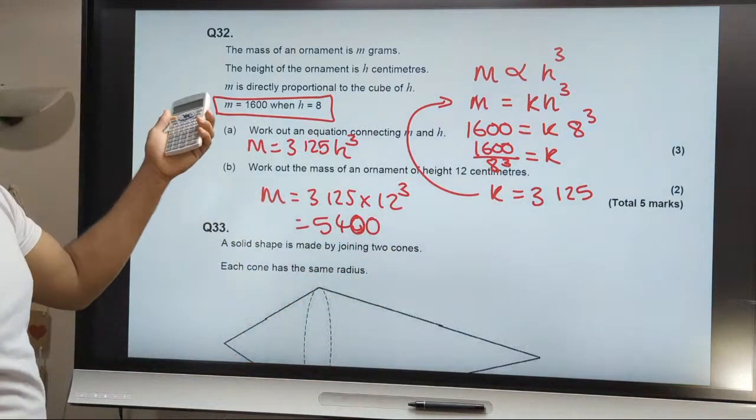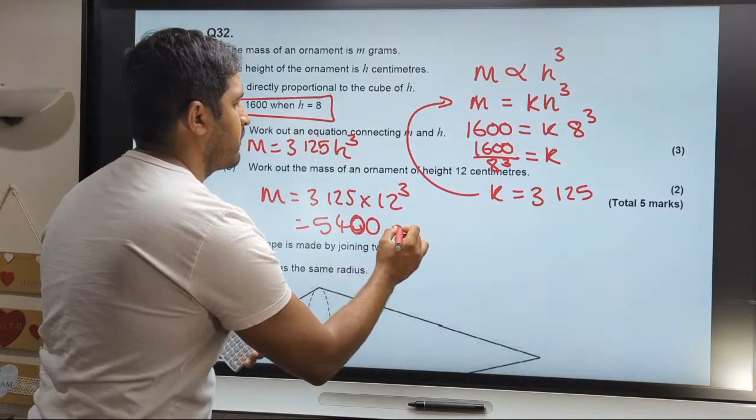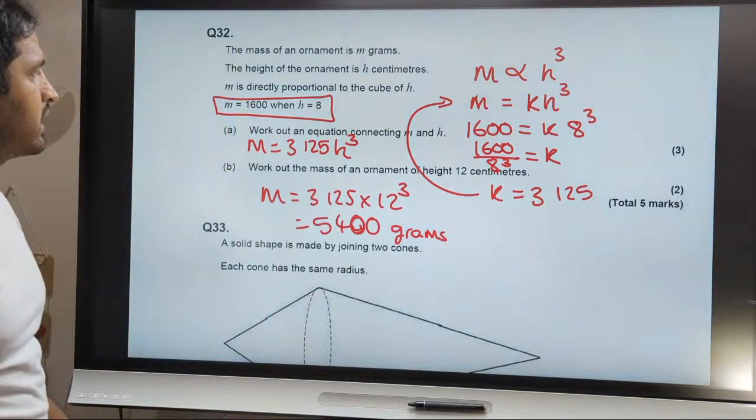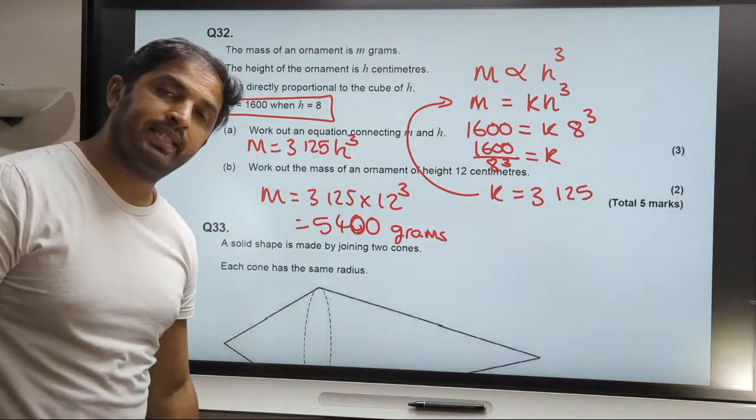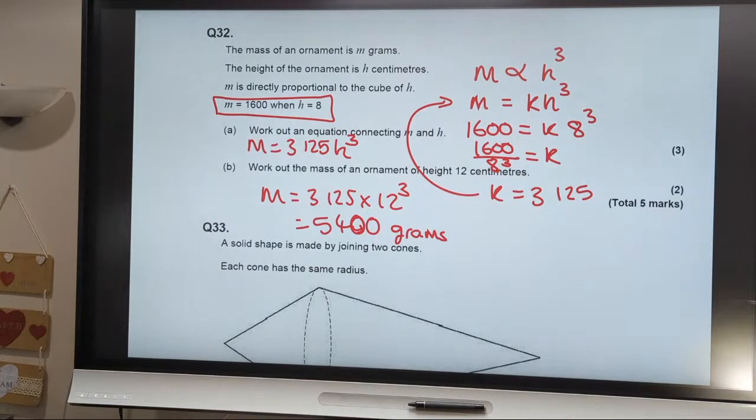The mass of the ornament is m grams, so 5,400 grams. It doesn't say anything about whether you have to write your mass in kilograms or grams or anything, so you just leave it as 5,400 grams. So that's 5 marks.